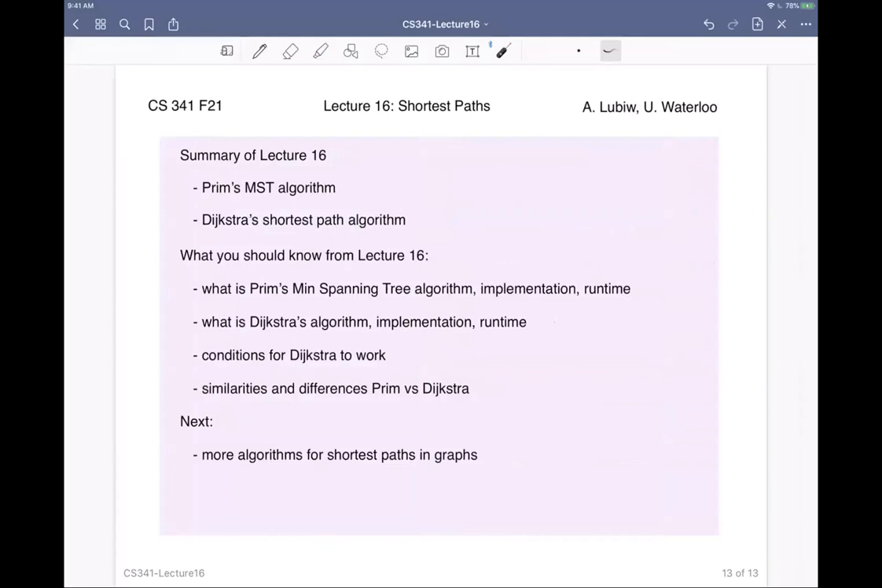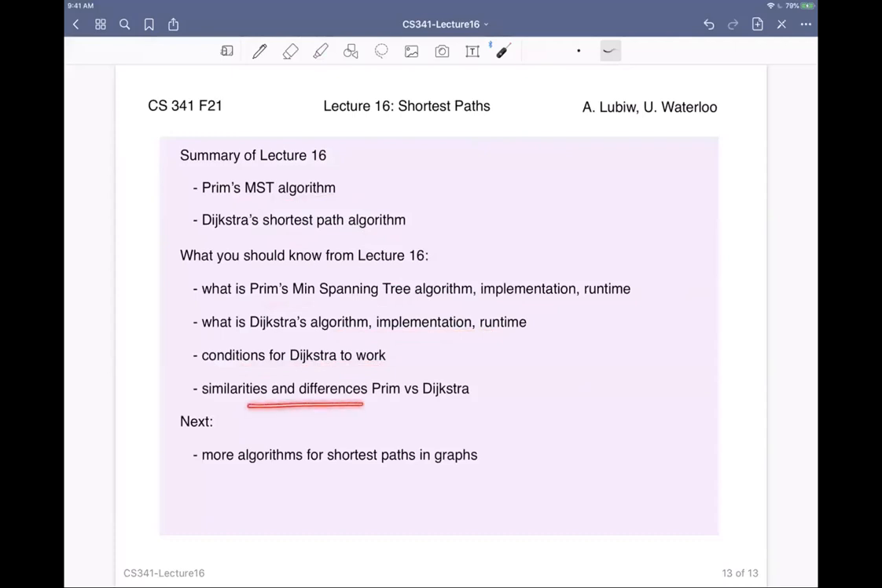Okay, so a summary of this lecture: we looked at Prim's minimum spanning tree algorithm, and we looked at Dijkstra's shortest path algorithm. You should know what is Prim's algorithm, how to implement it, and what is the runtime, and the same thing for Dijkstra. You should certainly know the conditions for Dijkstra to work. Does it work on a directed graph, an undirected graph? Does it assume we know the start vertex? Does it assume we know the end vertex? Is there any property that's required on the weights? Yeah, the weights have to be non-negative, okay?